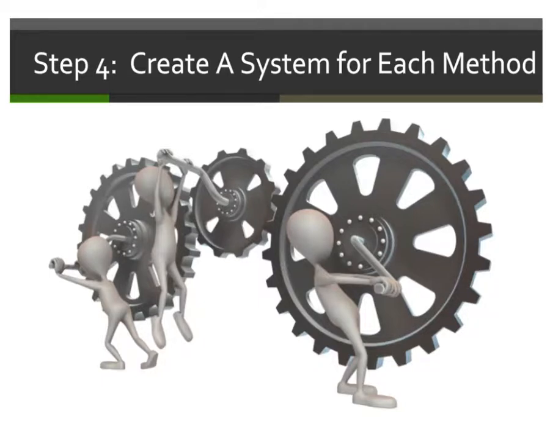Create a system for each method. Each method of marketing should have a system, a way to repeatedly carry out the marketing method successfully. The best way to create systems is to learn to flowchart. A flowchart is simply a visual representation of a system.